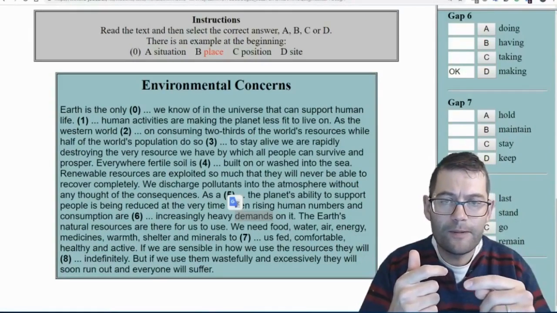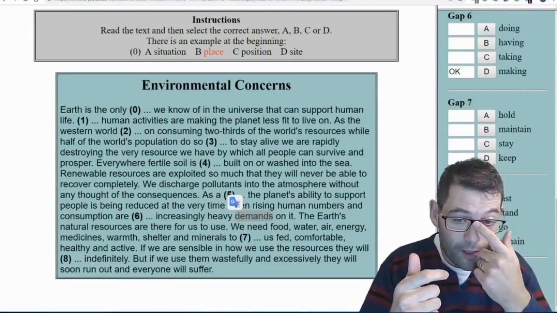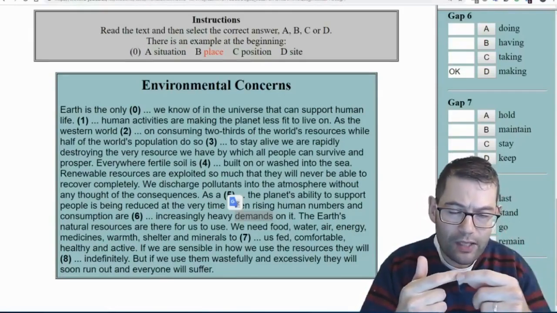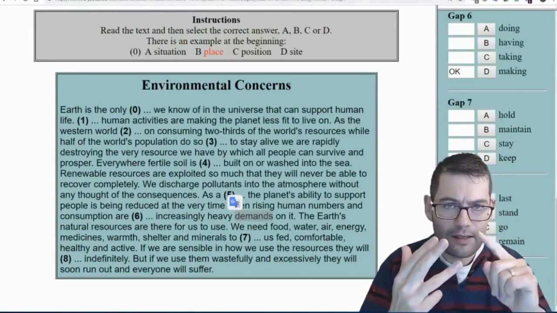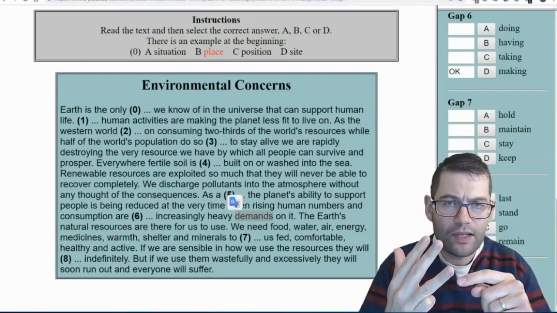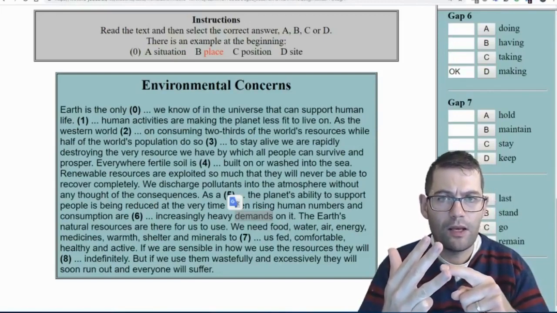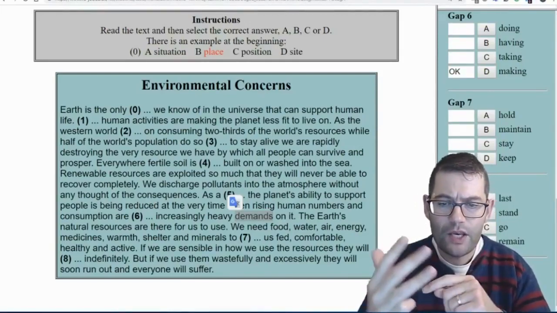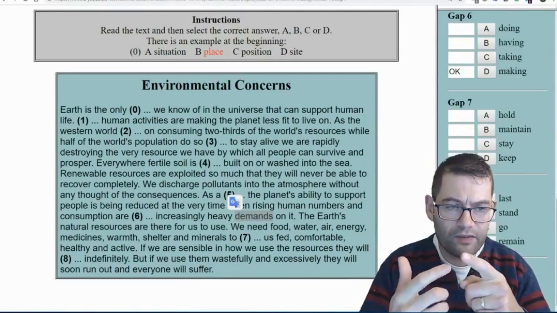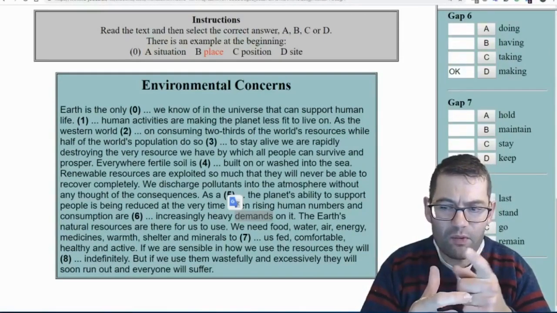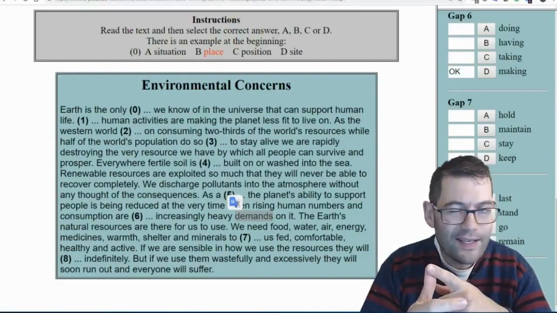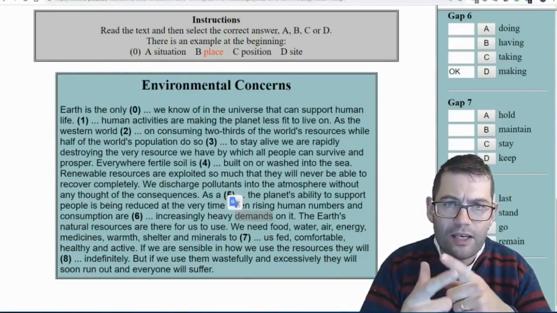So we've got the verb, and then after the verb, we've got adjectives. We've got fed, comfortable, healthy, and active. So then we've got to think of collocations between the verb and the adjectives. So can we say hold us fed? Not really. Can we say hold us comfortable, hold us healthy, hold us active? Not really, doesn't really work.